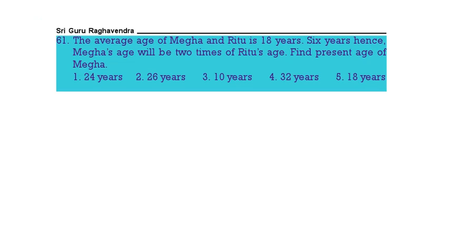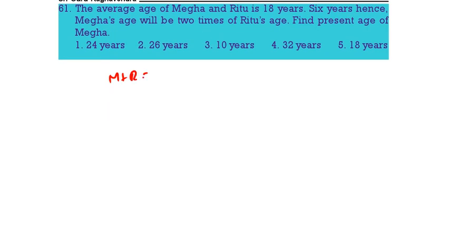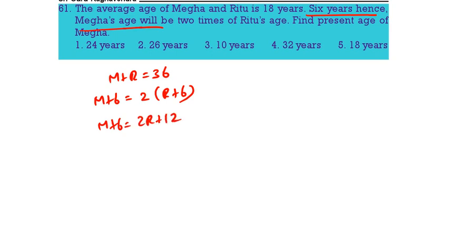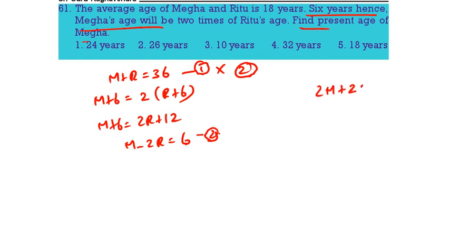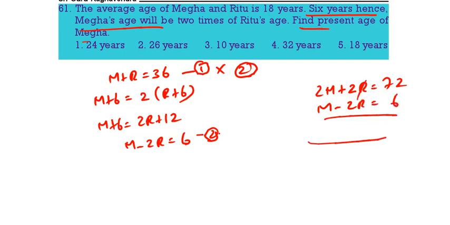Next, the average age of Megha and Ritu is 18 years. Therefore, Megha plus Ritu is equal to 36. 6 years hence Megha will be m plus 6, which will be 2 of Ritu's age at that time, 2 of r plus 6. Therefore, m plus 6 is equal to 2r plus 12, or else m minus 2r is equal to 6. This is the first equation, this is the second equation. We want Megha's age. So multiply this one with 2. Therefore, 2m plus 2r is equal to 72. m minus 2r is equal to 6. So 3m is equal to 78. M value 26. Megha's value is 26.